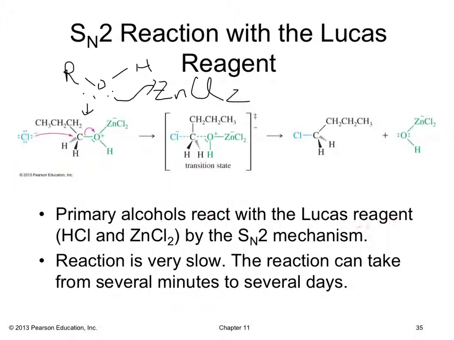Primary alcohols react with Lucas reagent by an SN2 mechanism. This reaction is very slow. The reaction can take from several minutes to several days.